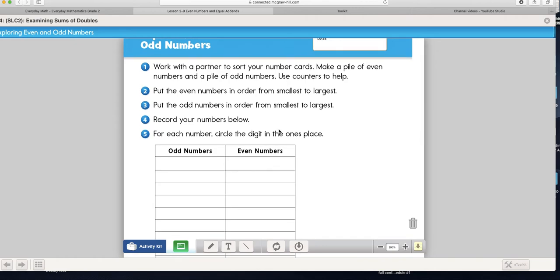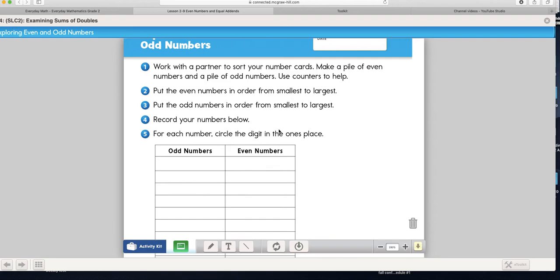Okay, so this is what I'm going to do. Since we can't work with partners to sort the number cards, I can still pull out some number cards. And what I'll do is I will draw them on the board while we go along. Here we go. Now, we have to put them in order of even numbers and odd numbers. So I'm going to use dots. Some of them have dots, hopefully. If they don't have dots, we can also look at, remember, the number in the ones place to decide if it's an even number or an odd number. So I'm going to sort them first to even numbers or odd numbers, okay?